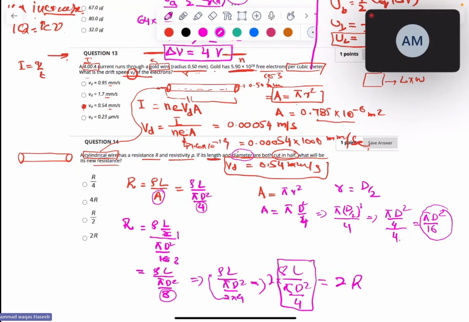Now this is R. So when you cut the length of the wire in half and the diameter in half, it means you have increased its resistance 2 times. So this is the correct option.